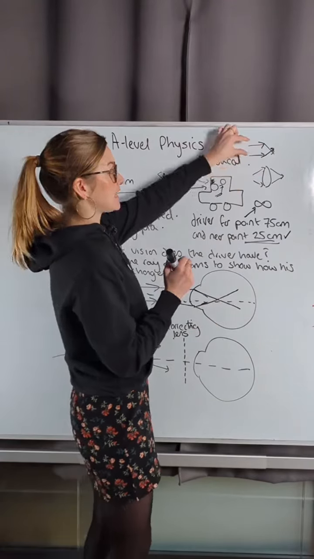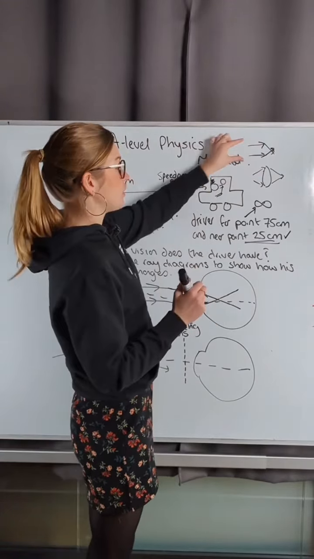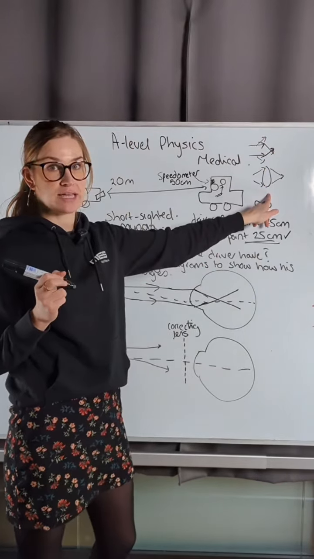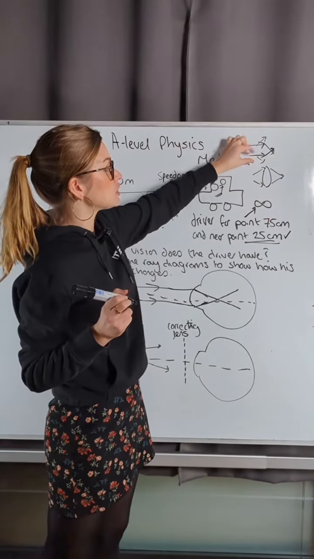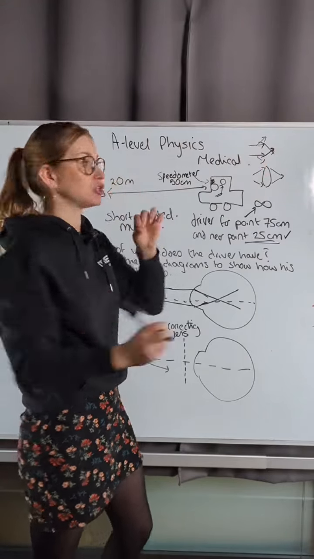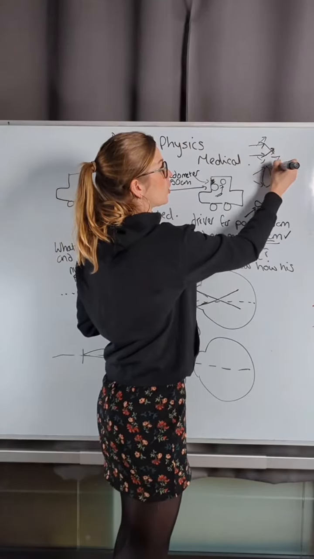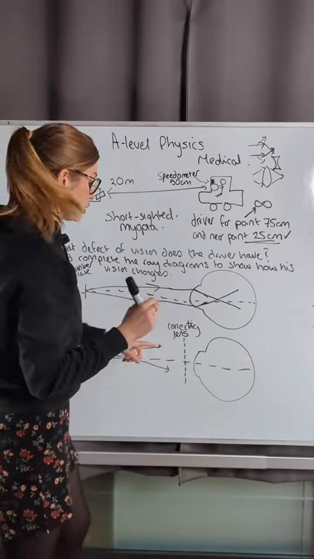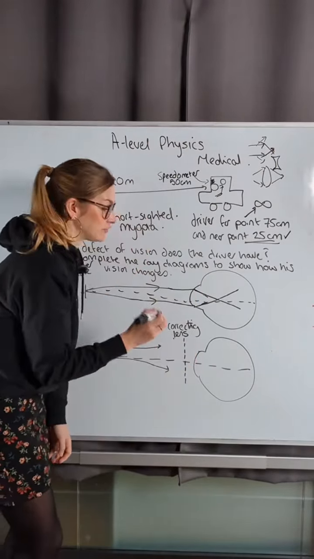So what we need to do is get these parallel light rays from far away to spread out first before they hit the cornea. And the way to get them to spread out first, before they hit the cornea or the lens, is to use a diverging lens. Remember, a diverging lens, or a concave lens, is the one that's thinner in the middle, and it makes the light rays spread out. So the corrective lens they're going to use here is a diverging lens.